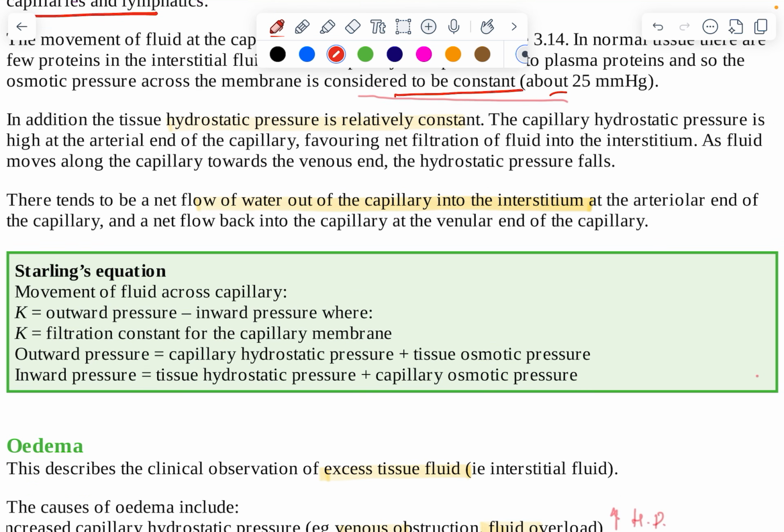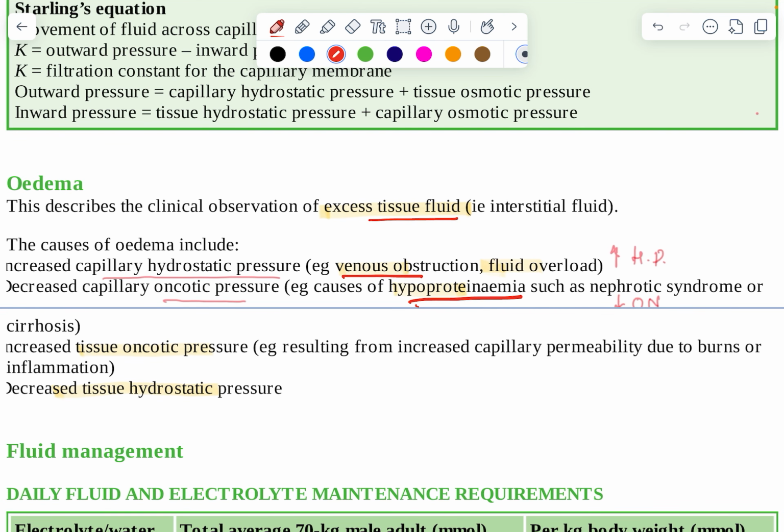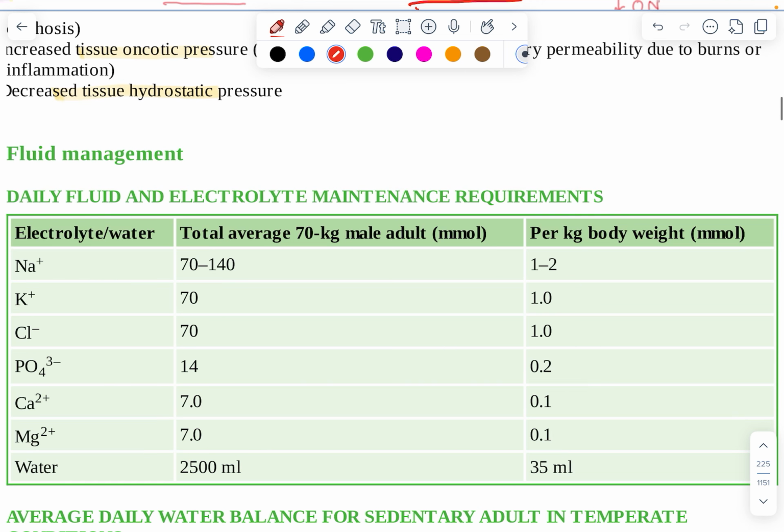Starling's law describes the movement of fluid across the capillaries: K times outward pressure minus inward pressure, where K is the filtration constant. It describes the clinical observation of excess tissue fluid, which is interstitial fluid. Causes of edema include increased capillary hydrostatic pressure, venous obstruction, decreased oncotic pressure, hypoproteinemia, and increased capillary permeability, for example in burns, and decreased hydrostatic pressure in shock.